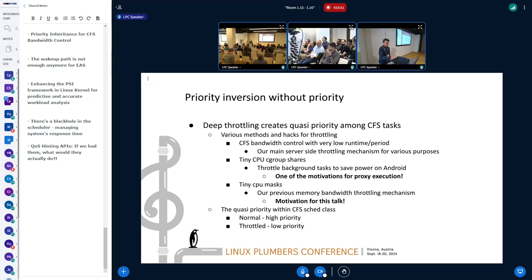We do have an official throttling mechanism called CFS bandwidth control, but there are other ways or hacks to create those throttles and create this quasi-priority. There are two important ones. One is very small CFS shares, which is the most recent motivation for proxy execution. The other is using very small CPU masks, which we used before, and it's the motivation for this work.